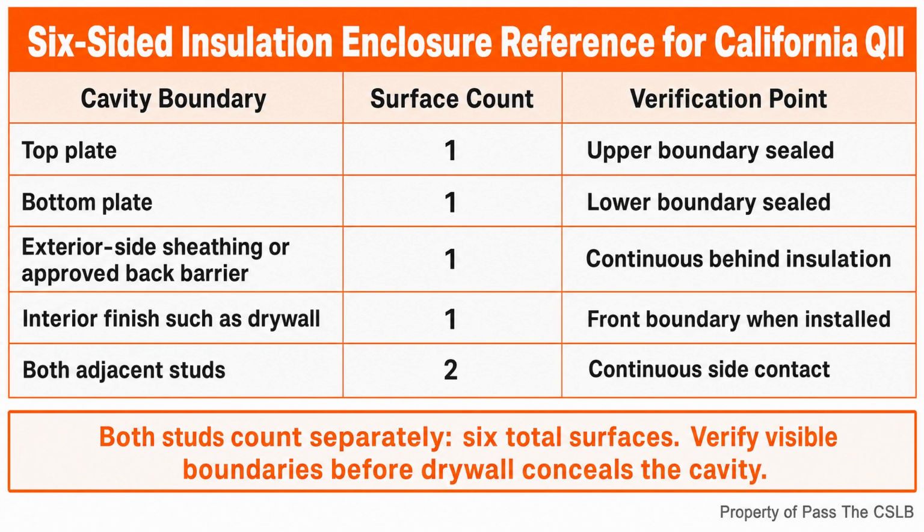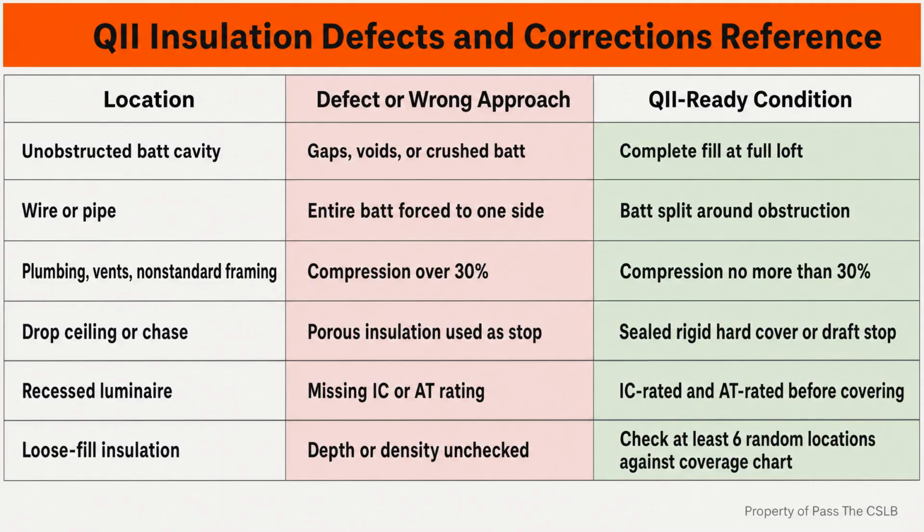Once the enclosure is ready, I look at the batt itself. In an unobstructed cavity, the material should completely fill the intended space without avoidable gaps or voids. It should contact the framing at the edges and extend from top to bottom. A narrow strip left open at a stud is not a harmless cosmetic defect. It is an uninsulated path through the cavity.